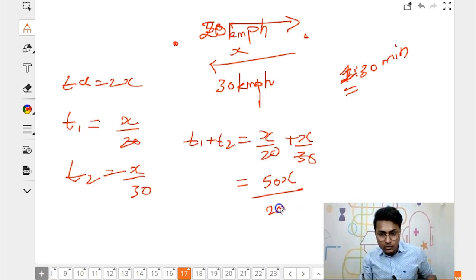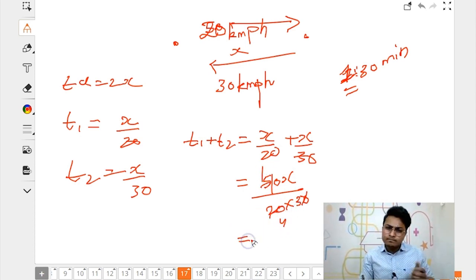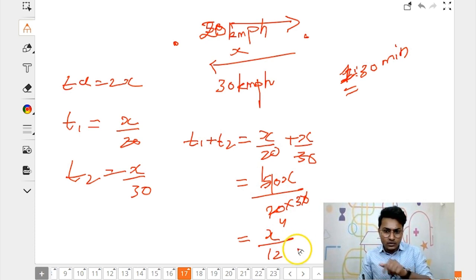By 20 into 30, that is going to be 0, 0, cancel, and 5 ones and 5 fours. I am going to get how much? Okay, 4 is a 12, x by 12 I am going to get. Am I right about this? 0, 0, cancel, 5 ones are 5, 5 fours are 20, 4 is a 12. Okay, awesome. So x by 12 I have got as total time taken.